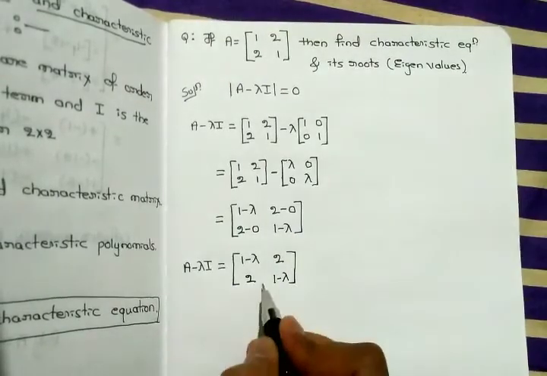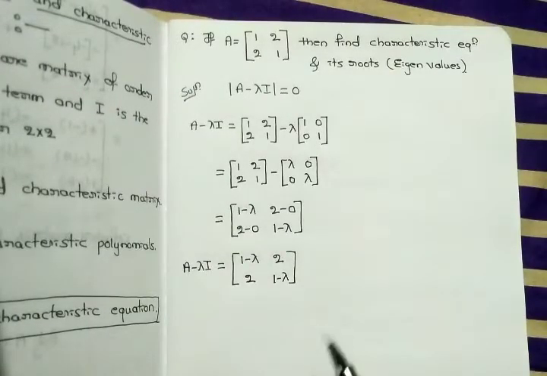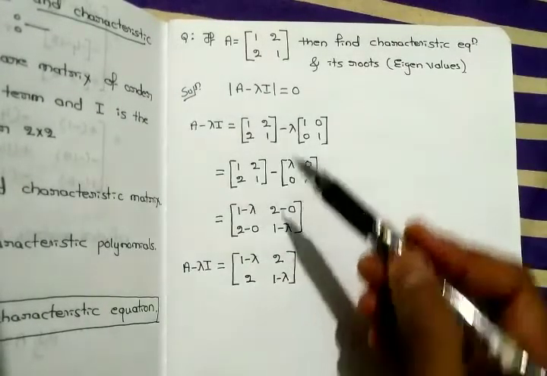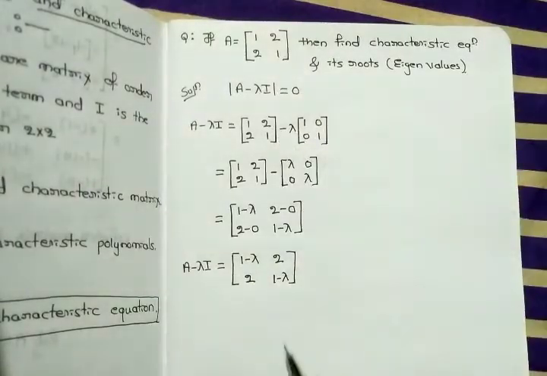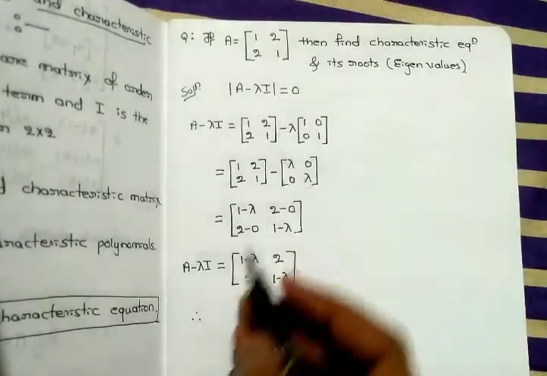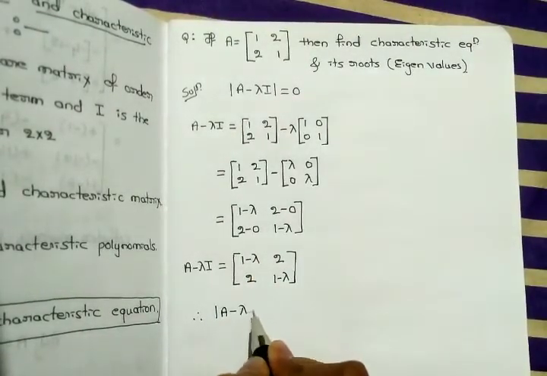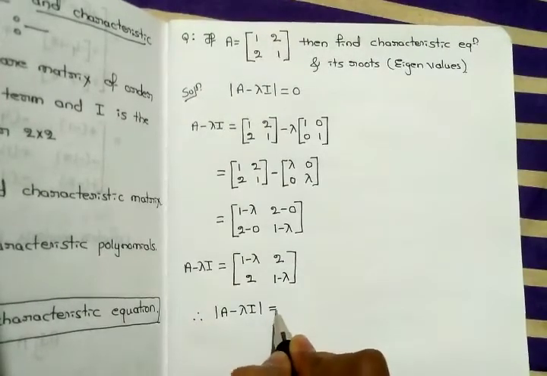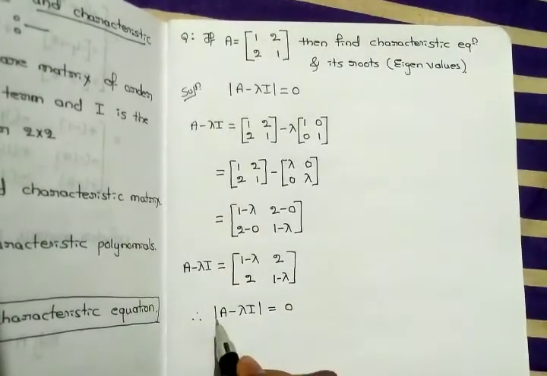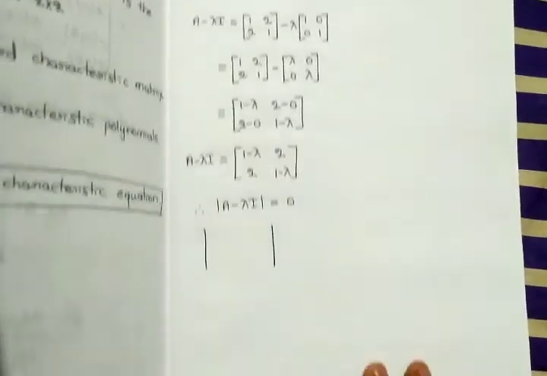So this is the value of what here? A minus lambda I. Next, we need to substitute this value now. Therefore, the determinant of A minus lambda I is equal to 0. Now keep the determinant symbol as it is.